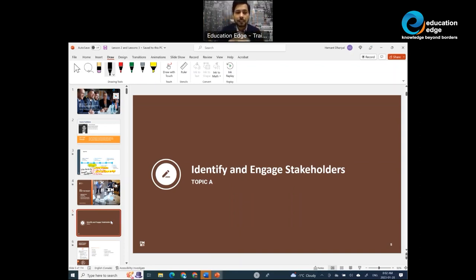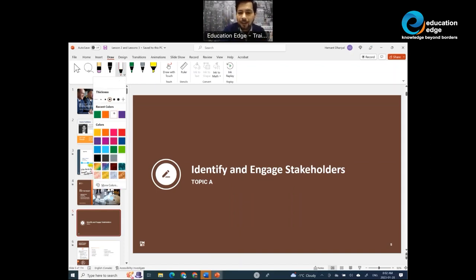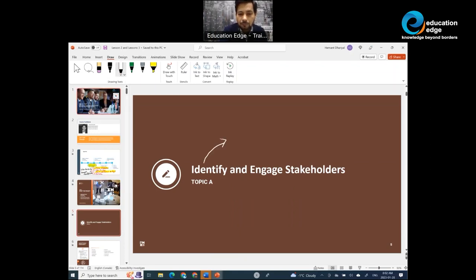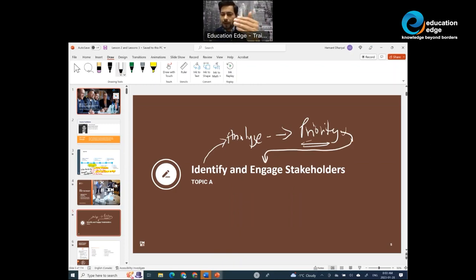Why should we analyze our stakeholders? Recently, this was one of the PMP exam questions. Why should we analyze our stakeholders? We identify them. Why should we analyze? When we analyze our stakeholders, we are able to understand what will be the priority of stakeholders. And when we know the priority of our stakeholders, then we say, well, high priority stakeholders must be managed very closely or kept satisfied, right? So it's very important to understand this idea of identification of stakeholders.